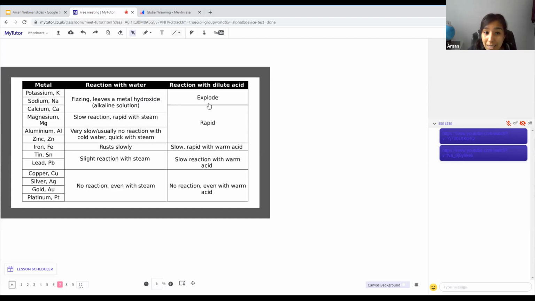And then if we add acid to these metals, they tend to also react very rapidly. So potassium and sodium will explode when we add them to acid, so we don't tend to do that at school. And calcium will be very rapid when we react it with acid.